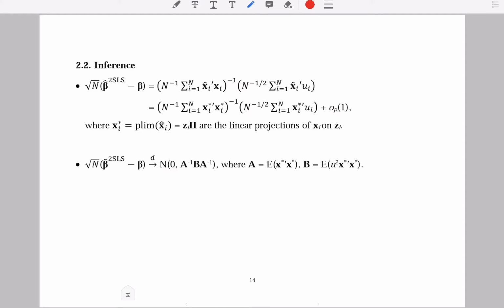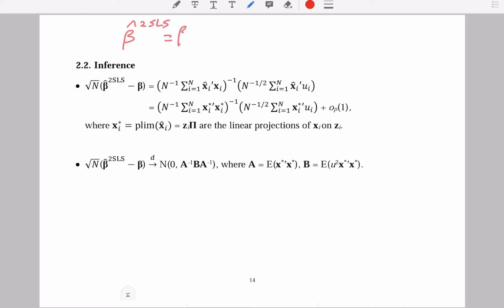Okay, now let's talk about the inference. The inference for the two-stage least squares estimator is actually very straightforward, because it is very similar to the OLS estimator. So let's write down the two-stage least squares estimator.